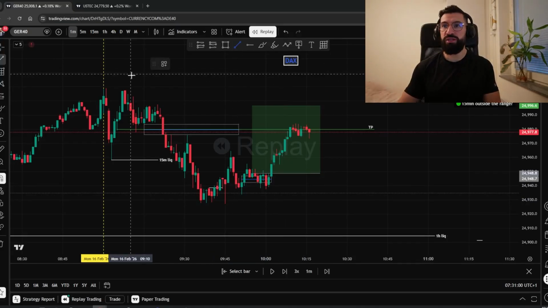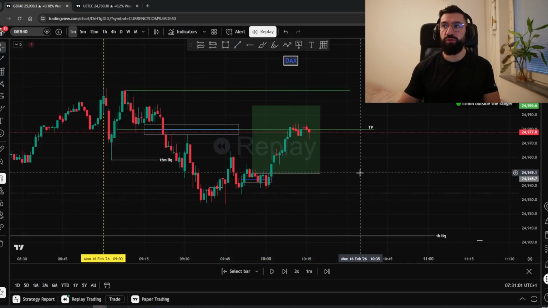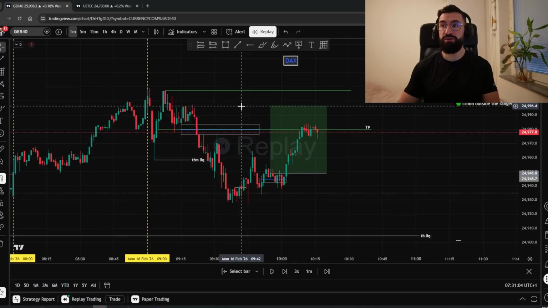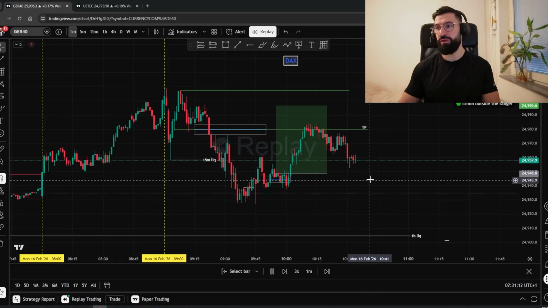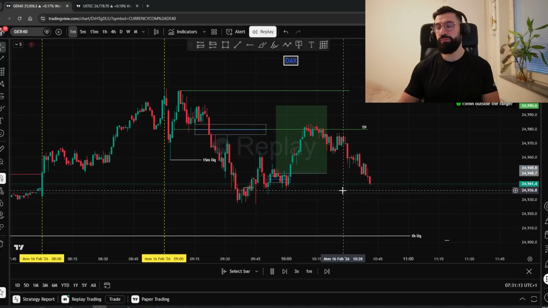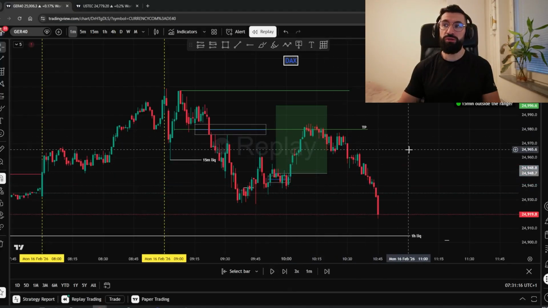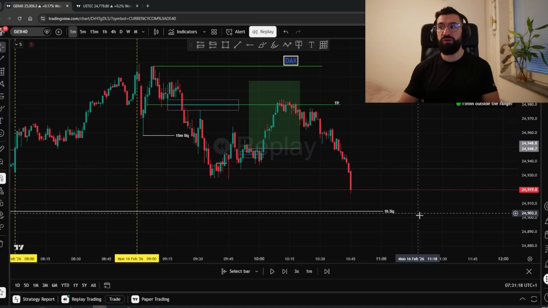So I put my second take profit on this area right here because it's a high, and it's on the 15 minute. Right? Let's see what happens. This is probably going to take me out. See? Boop, it took me out. So we took our first take profit, which is fine.